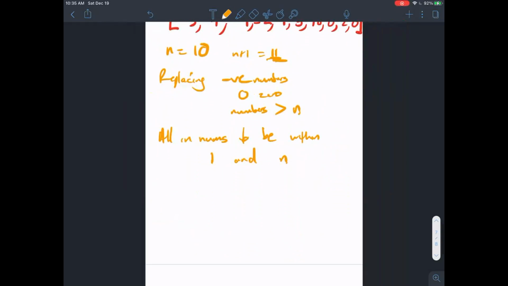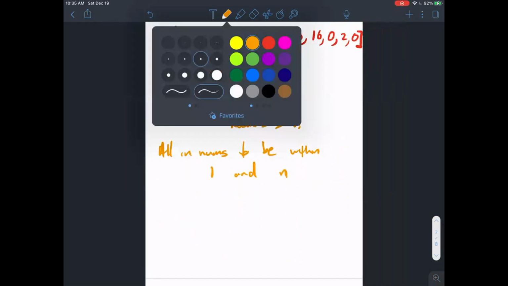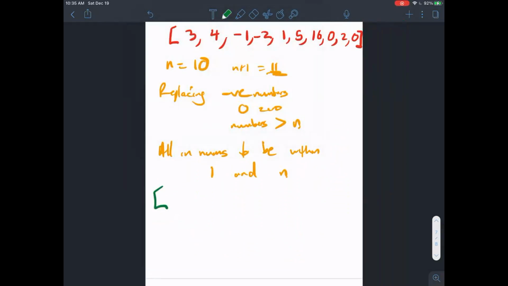Let me shorten the list a little bit. When we clean up our data, we have 3, and then 4. Then we replace -1 because it's a negative number, just with 1. Then we replace 2 with 1, and we just keep 1 like that. We don't replace 5. 16 is greater than 10, so we replace it with 1. Then we also replace 0 with 1. And then we have 2, and then just that 1.